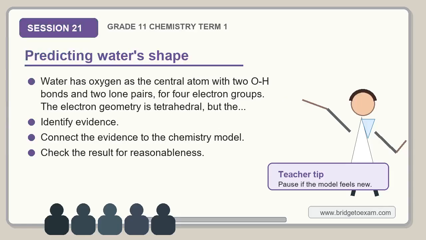Now let's work an example. Predicting water's shape. Water has oxygen as the central atom with 2 OH bonds and 2 lone pairs for 4 electron groups. The electron geometry is tetrahedral, but the molecular shape is bent because only atom positions are used to name molecular shape. The lone pairs compress the HOH angle compared with a perfect tetrahedron. Notice how the answer comes from evidence and reasoning, not from guessing.